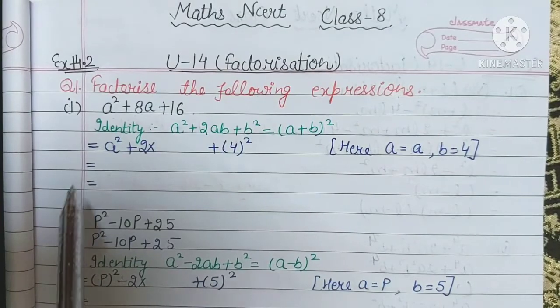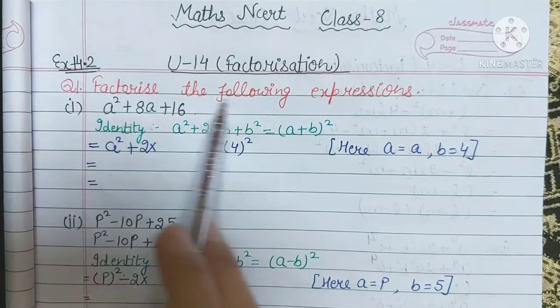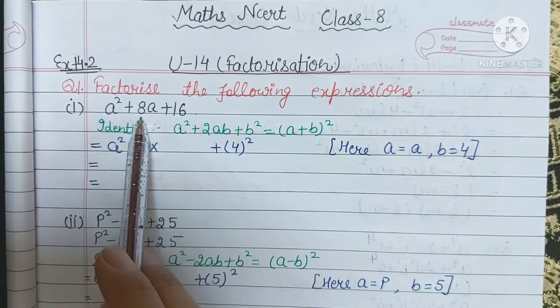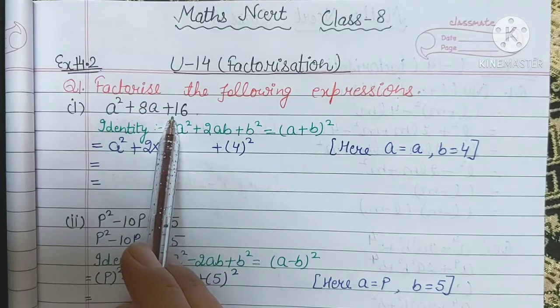Hello dear students, now we are going to do exercise 14.2 question 1. The question is factorize the following expressions and the first expression is a square plus 8a plus 16. We are going to solve it with the help of identity. But how do I come to know that I will use identity in this?